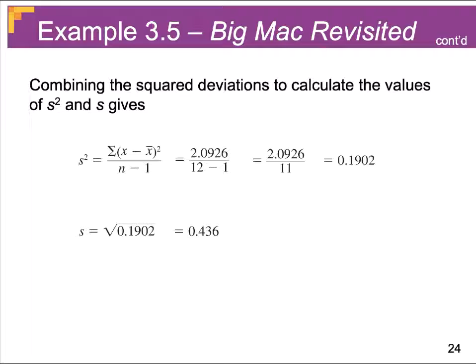So we would describe the mean as being $4.07 with a standard deviation of about 44 cents. That helps us know that most of the data there is going to be around $4.07, and you can expect typical values to be within 44 cents on either side.